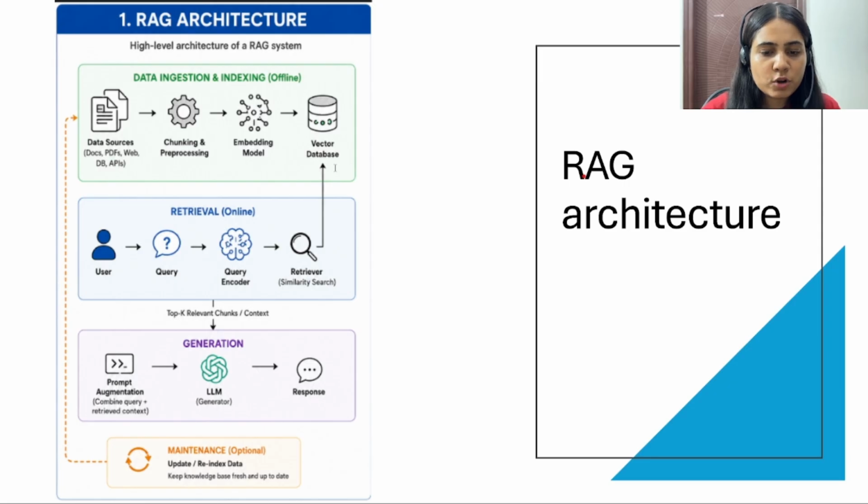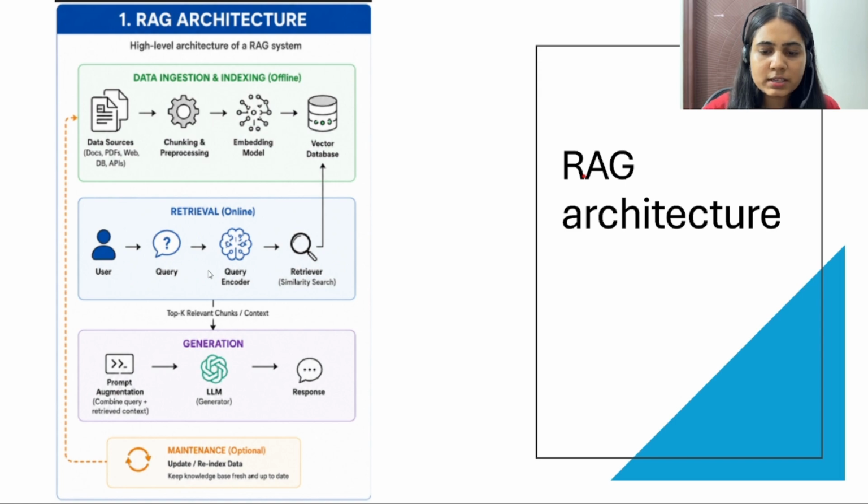This process we call offline ingestion, offline indexing pipeline, because this preparation is done before users interact. So this is called the offline indexing pipeline. Now the next layer is the retrieval layer.